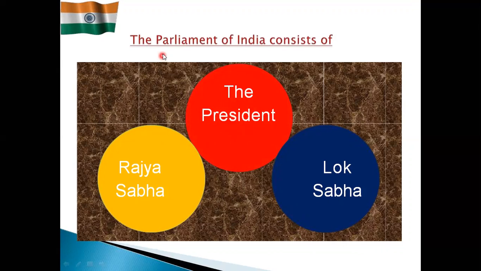In the parliamentary form of the union government, the union executive consists of the President, Prime Minister, and other council of ministers. The union legislative is nothing but the parliament.